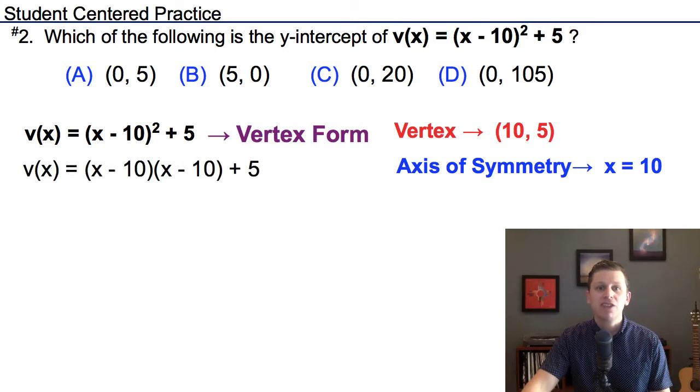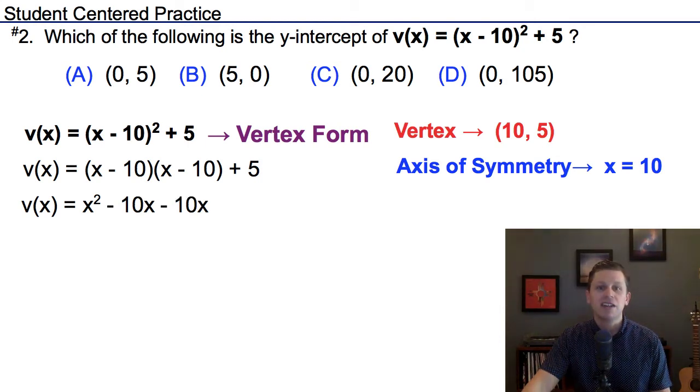When I expand it, it should read x minus 10 times x minus 10 plus 5. We double distribute or FOIL. X times x is x squared. X times -10 is -10x. -10 times x is -10x. -10 times -10 is +100, and bring down the plus 5.